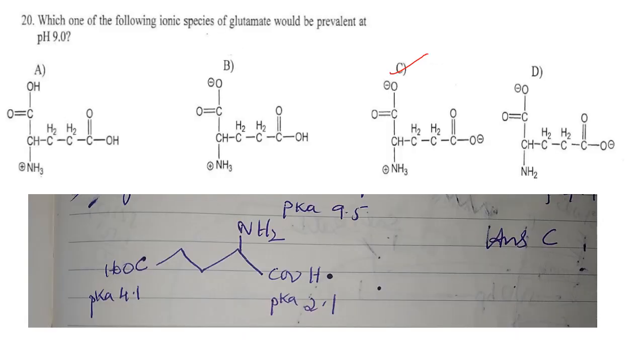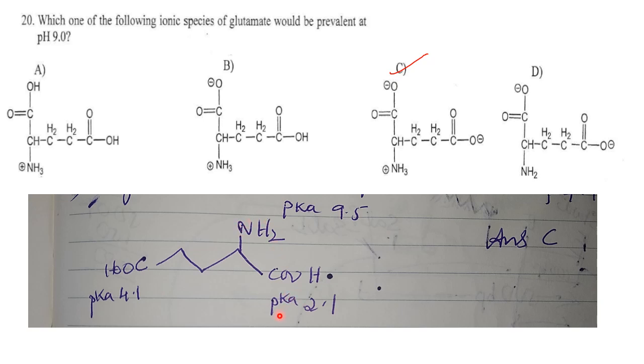Now, which of the following ionic species of glutamate would be prevalent at pH 9? So this is the structure of glutamic acid. It has two COOH carboxylic groups. One is the alpha carboxylic group and the other is the side chain carboxylic group, and there is one NH2 group also. So it has 3 pKa values.